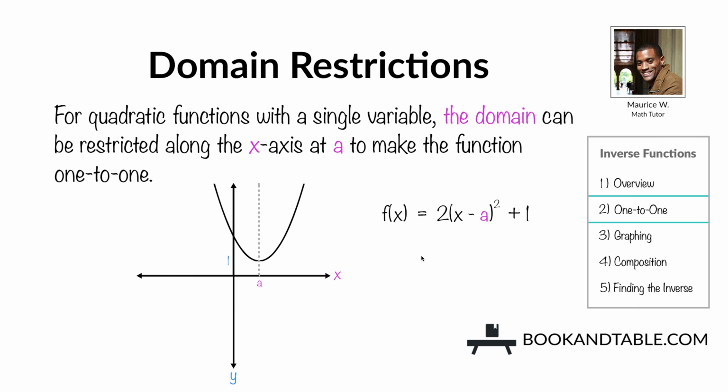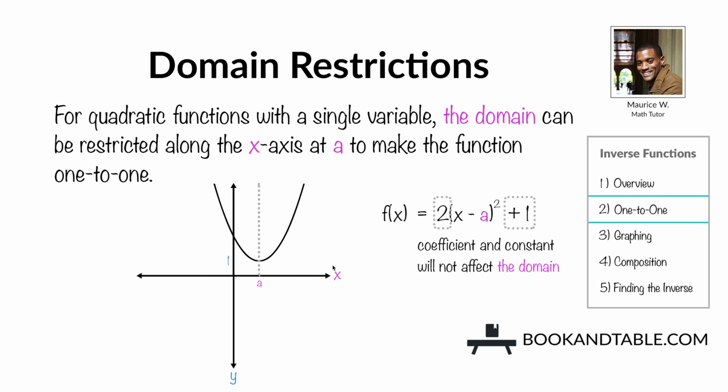x minus a represents a shift to the right, and our line of symmetry will be at point a along the x-axis. If x is a, that gives us a minus a is equal to 0. Whatever value we can set x to that would allow the expression inside of the parentheses to equal 0, that's the value along the x-axis where the line of symmetry exists.